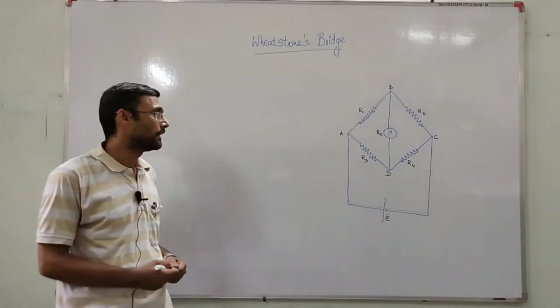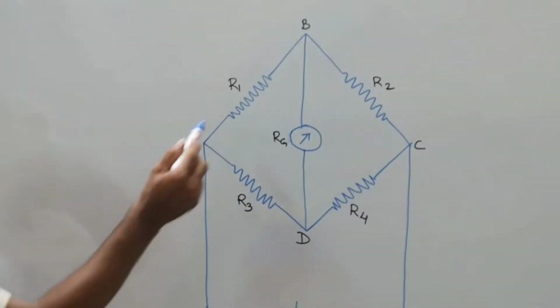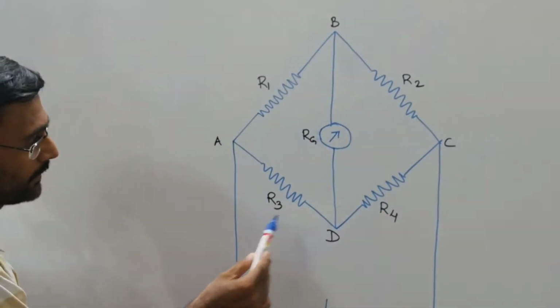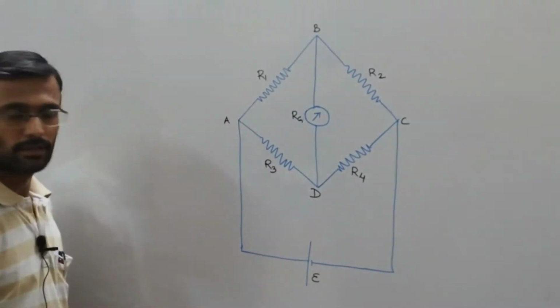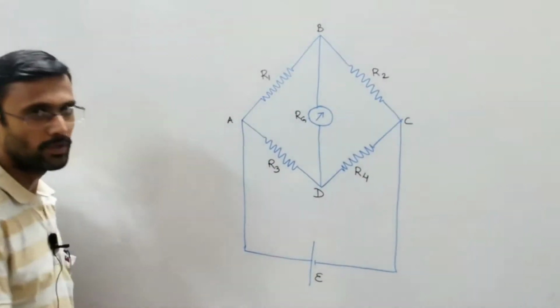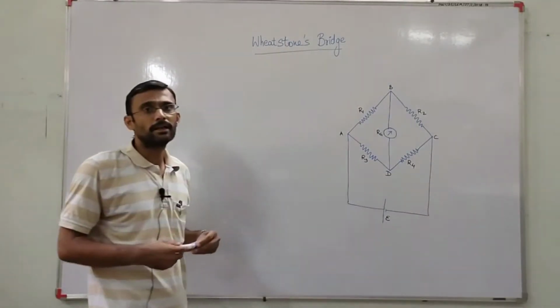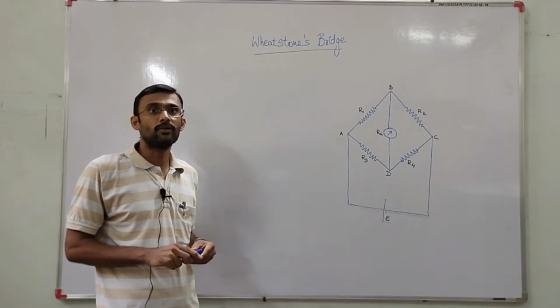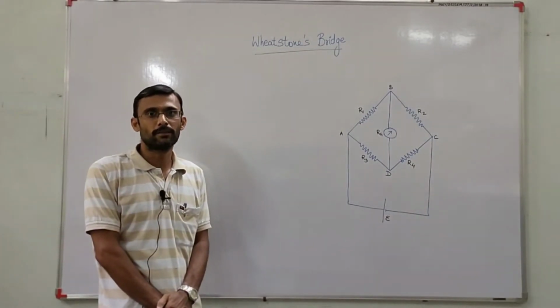Wheatstone bridge network circuit usually consists of four resistances, that is R1, R2, R3 and R4. We also need a galvanometer and a battery for an EMF to the circuit. Wheatstone bridge network circuit is used to find out the unknown resistance of a given resistor using the null deflection method.